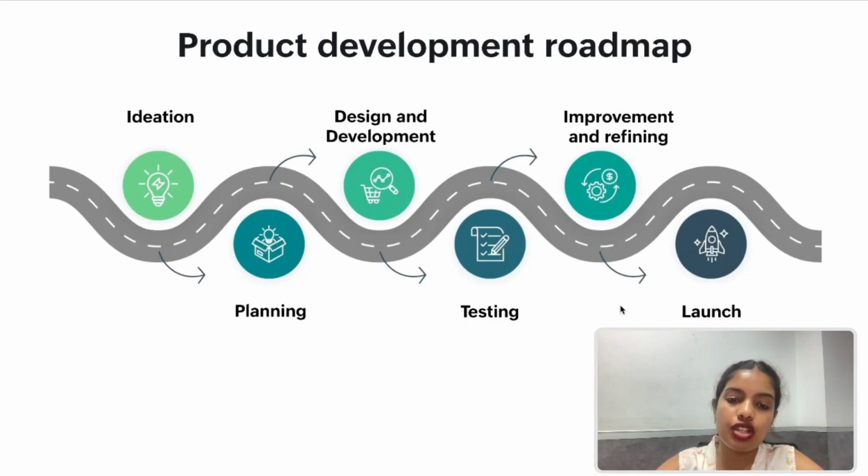Finally, we reach launching. From internal rollouts to go-to-market coordination, every team is aligned on timelines, responsibilities, and launch checklists. Again, all from within Cliq. So in every stage of this roadmap, Cliq is more than just a communication tool. It's the backbone of how we build and ship products.